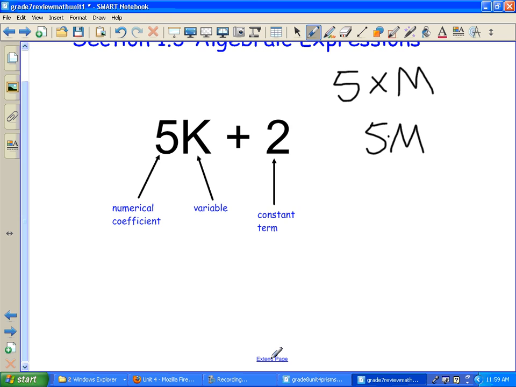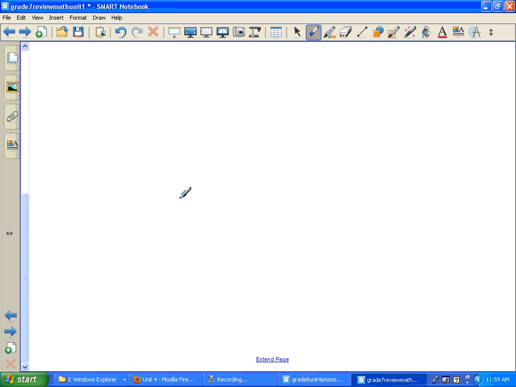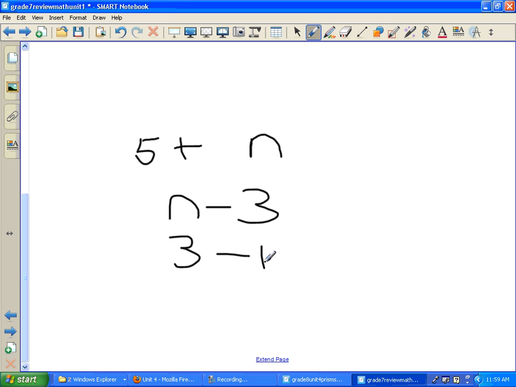A few other ways to do it. I could say 5 more than a number. So if I say 5 more than a number, here's my number, and I want 5 more than the number. 5 plus n, or n plus 5. Now if I say 3 less than a number, here's my number, and I want 3 less than the number, I would put the number subtract 3. If I were to say 5 times a number, I would put 5 times a number. Do I have to use n? No, I could use 5x. It doesn't really matter what letter.